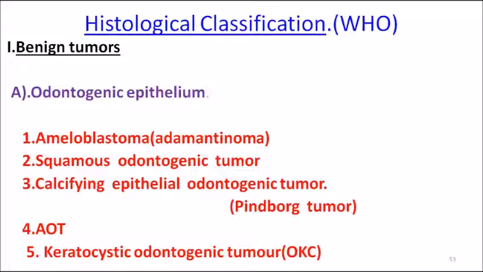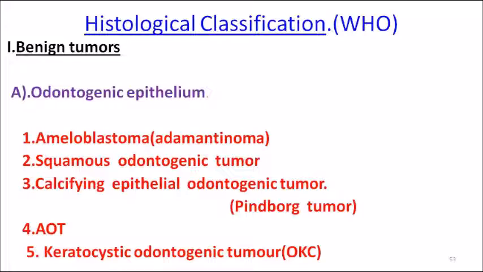Most of the odontogenic tumors come under the benign category. Very rarely, one or two tumors come under the malignant variety. From an MCQ viewpoint, we have to learn in detail which cell is the parental cell of origin.